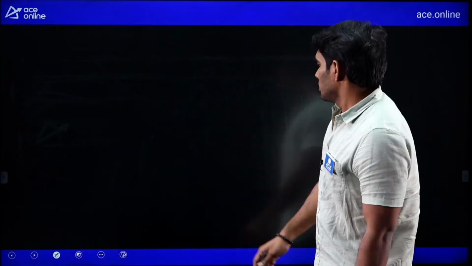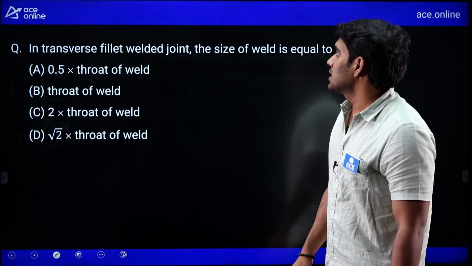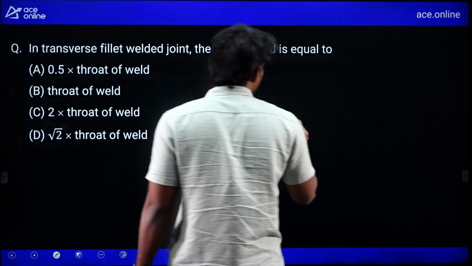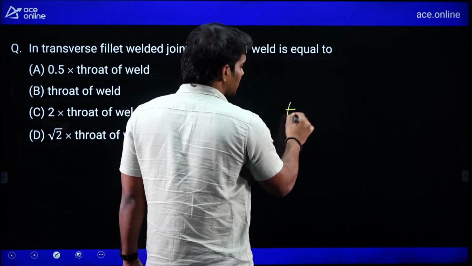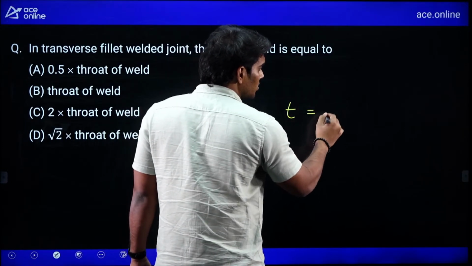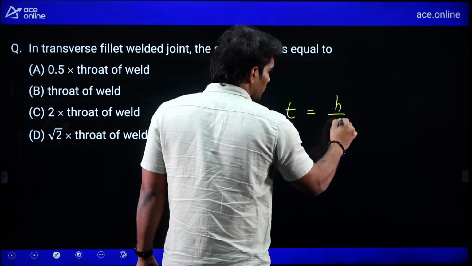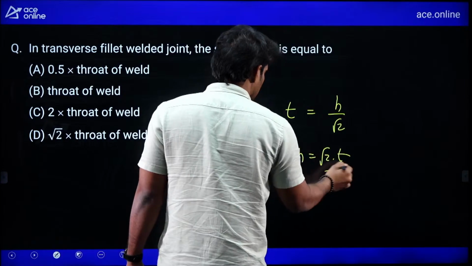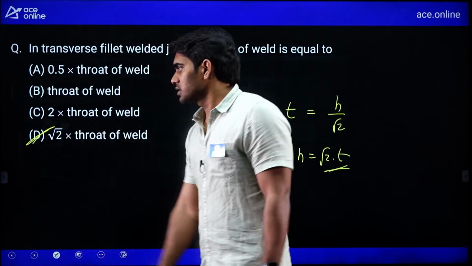Okay. Moving to the next one, in a transverse fillet weld, the size of weld is equal to, we know the throat thickness, throat is equal to H by root 2. So size H is equal to root 2 times throat. The answer here for this question is D.